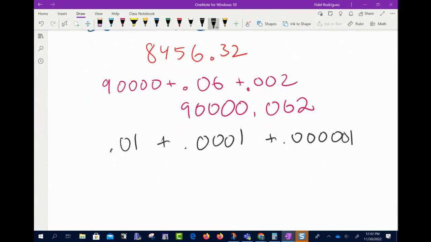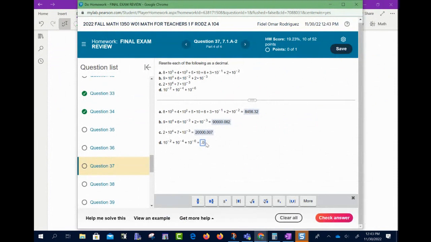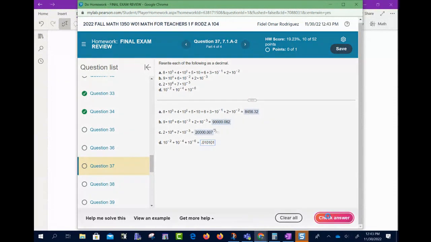This should be point, and here we go, 0.01. So that's that point 01, 01, right? I'm just kind of lining them up. So 0.010101, and we'll do that part right here. 01, 01, and 01. Check it, and we got it, okay?